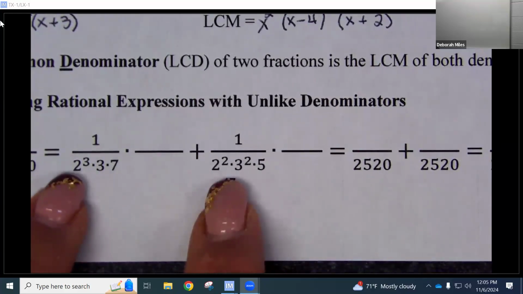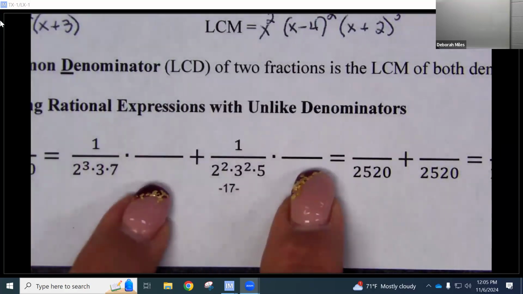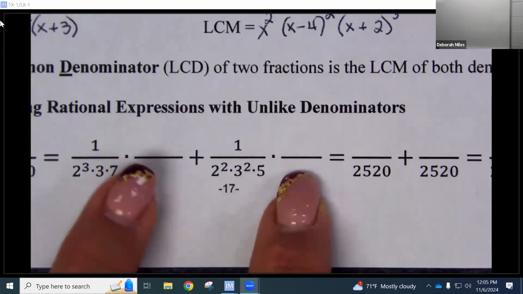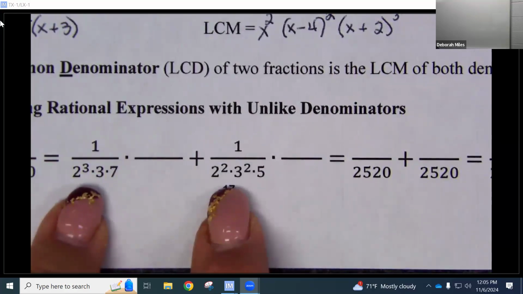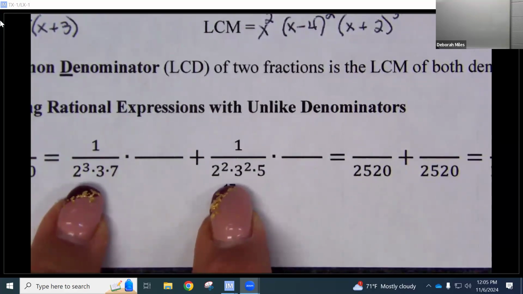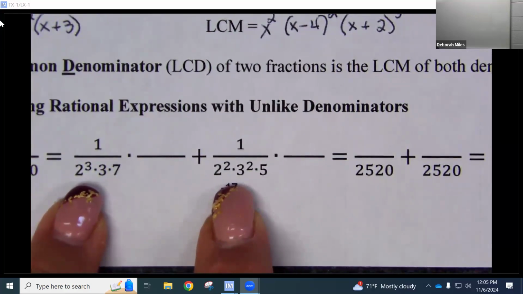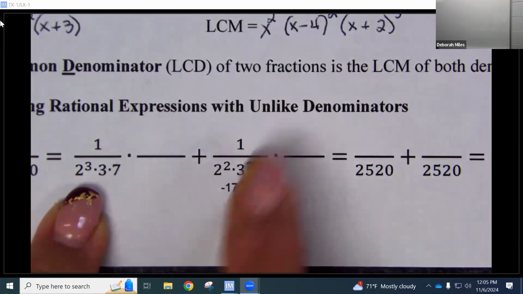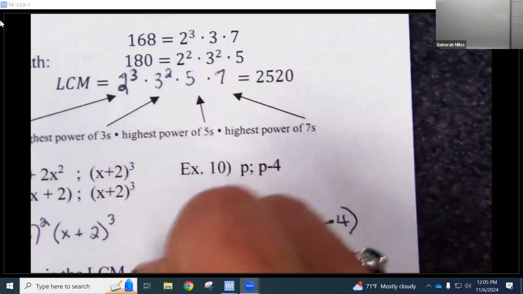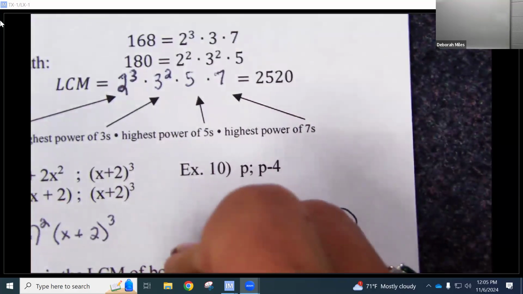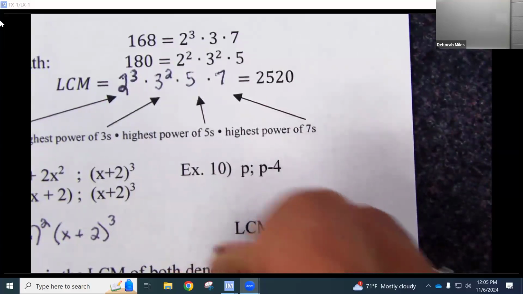So what I've done in this first step is I've just factored both denominators, and I left a blank after each term, and I'm going to figure out what goes in that blank. But do you understand that so far all I've done is factor the denominators? All right. The reason I factor the denominators is so that I can look at them. Let me put this LCM right here so I can have it on the screen at the same time.